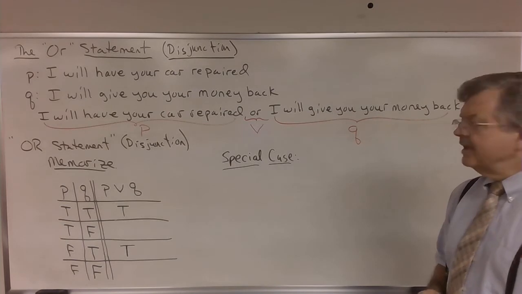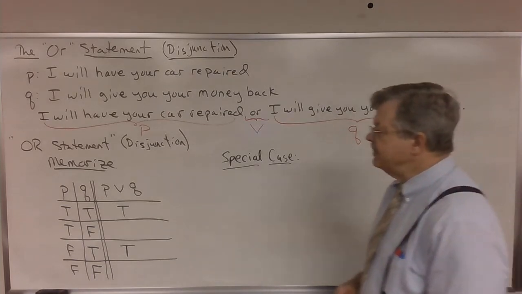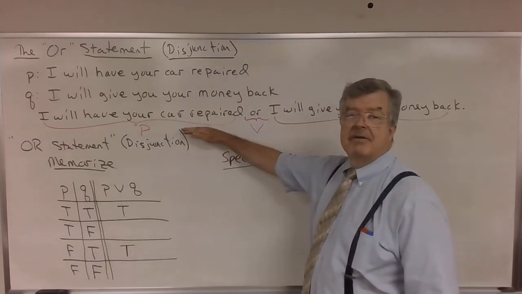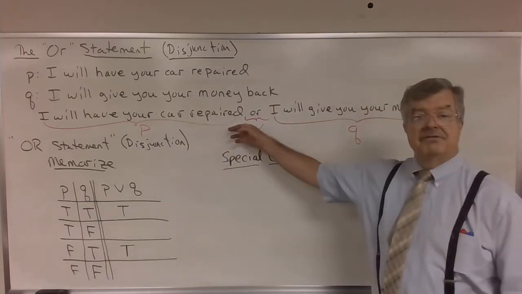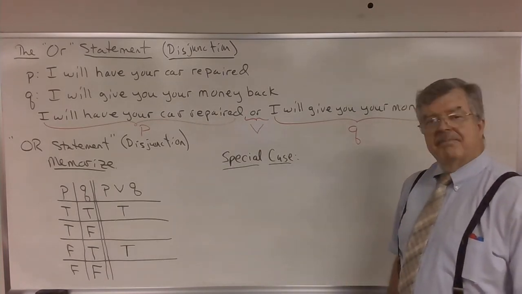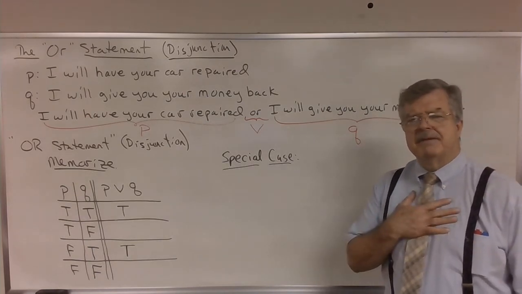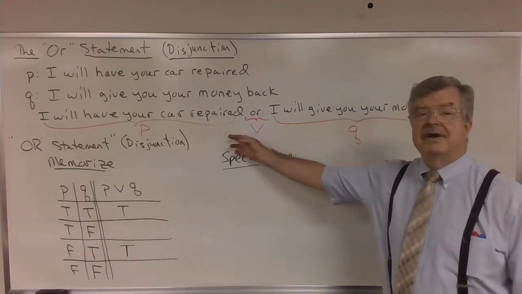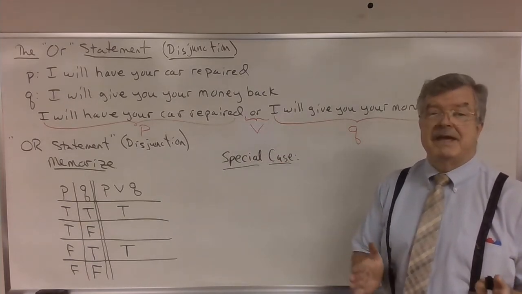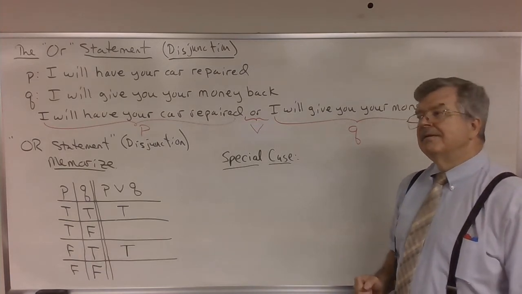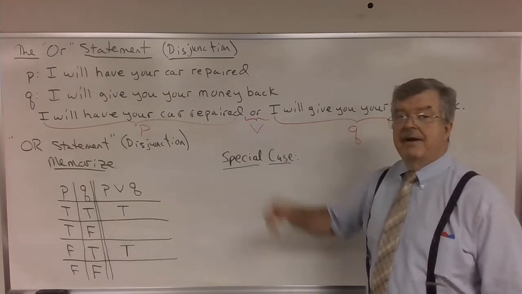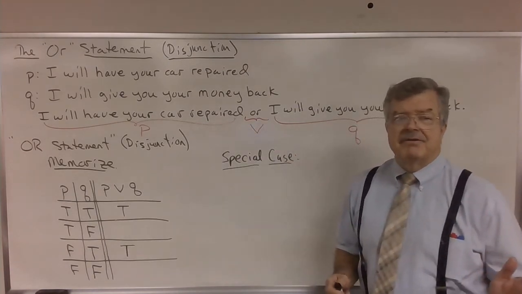Now, let's look at it this way. P is true, Q is false. I have the car repaired, so the car is running great now, so I don't give them their money back. Now, did I lie to them? Are they unhappy with me? No. The car is running great, just like they wanted it to, and just like they expected it to when they paid me the money. So they're not really expecting me to give them the money back because the car is running great now. So did I lie to them? No.